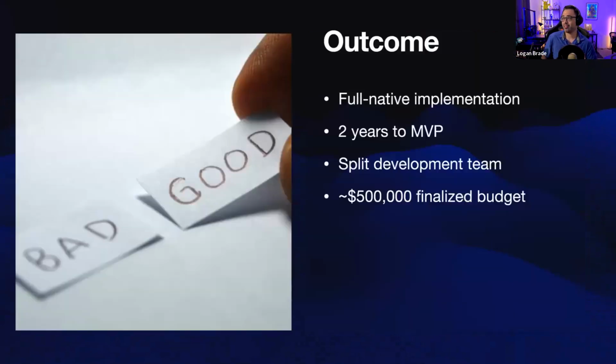So to skip ahead, this was the outcome of what we got to. We ended up choosing a full native implementation. Working for Ionic, I'm sure you're thinking, wow, you chose a full native implementation. It took us 2 years to actually get to an MVP. We had to split our development team. And we ended up hitting a budget of about $500,000.